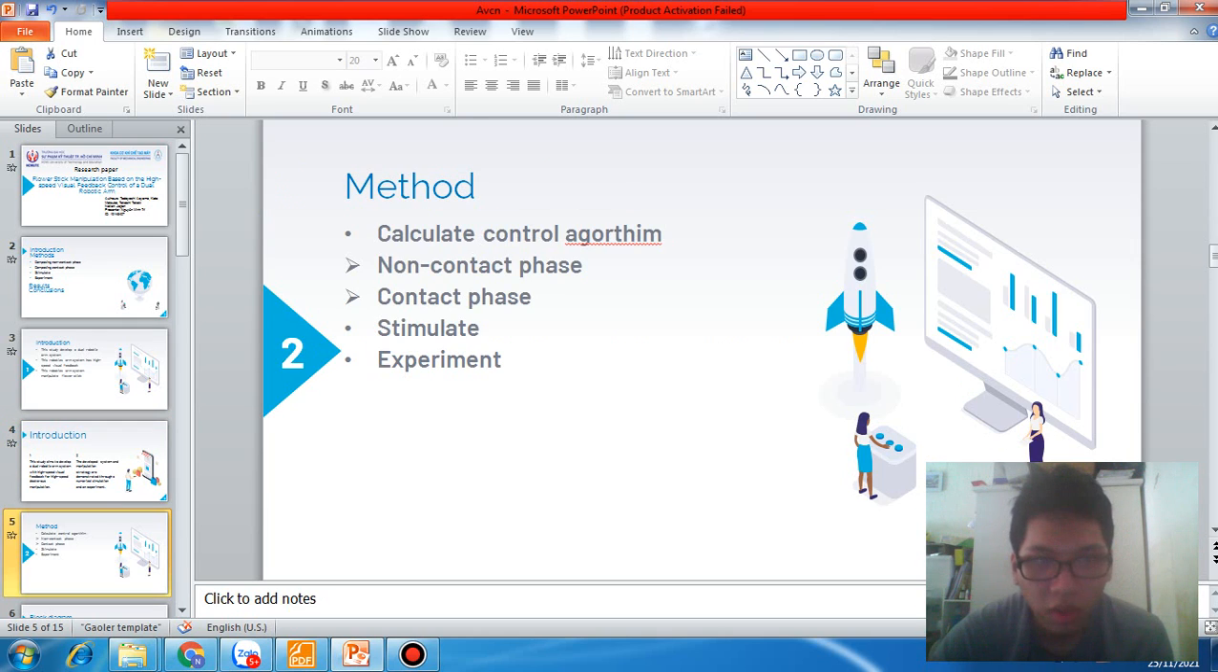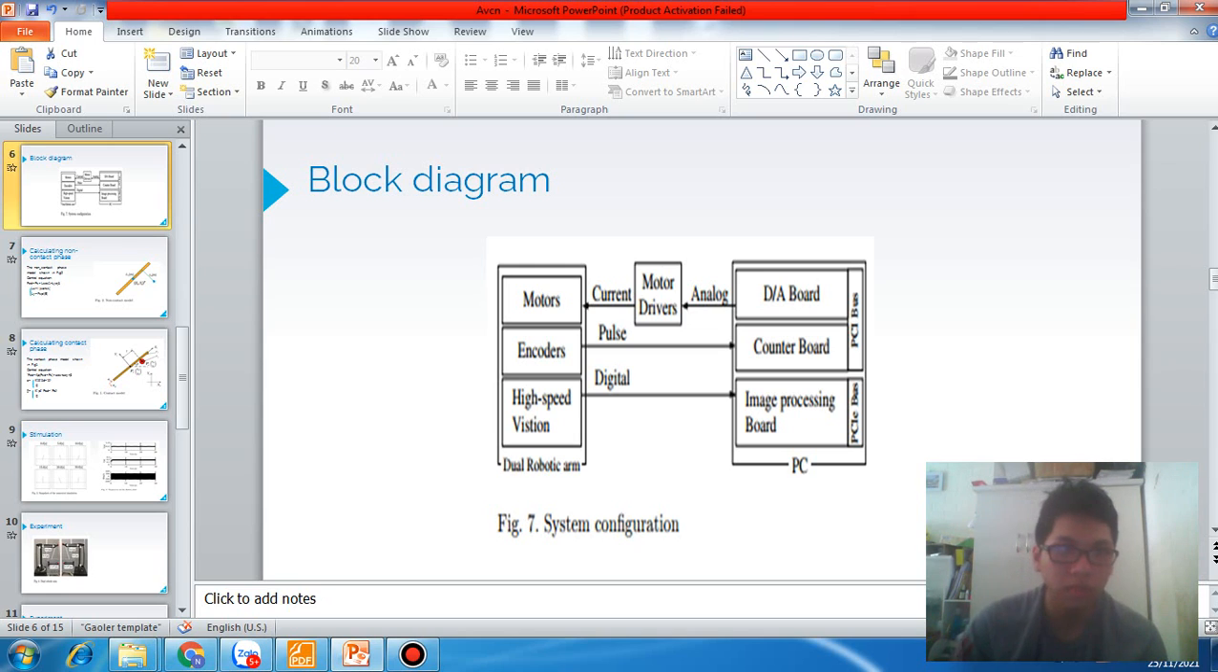In methods, firstly, we will calculate the control algorithm. We will calculate the non-contact phase and contact phase. Then we simulate, and then we experiment. First is a block diagram of the system.